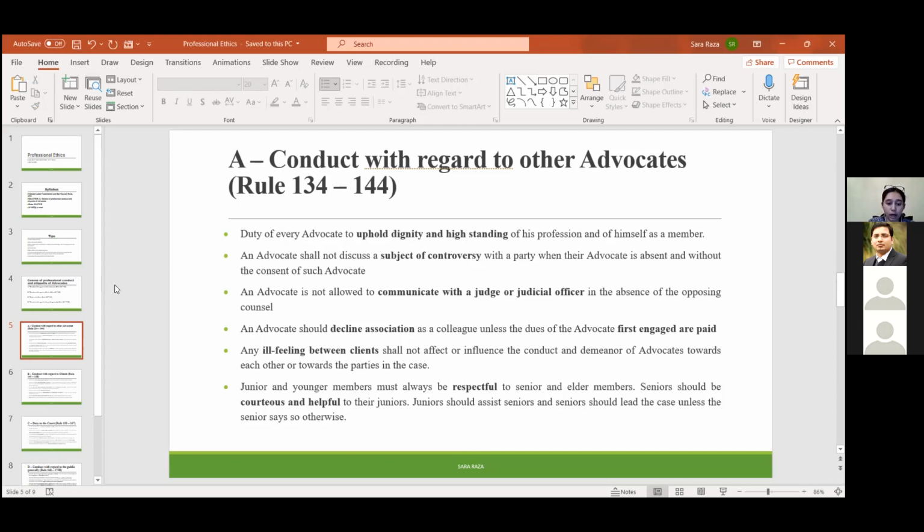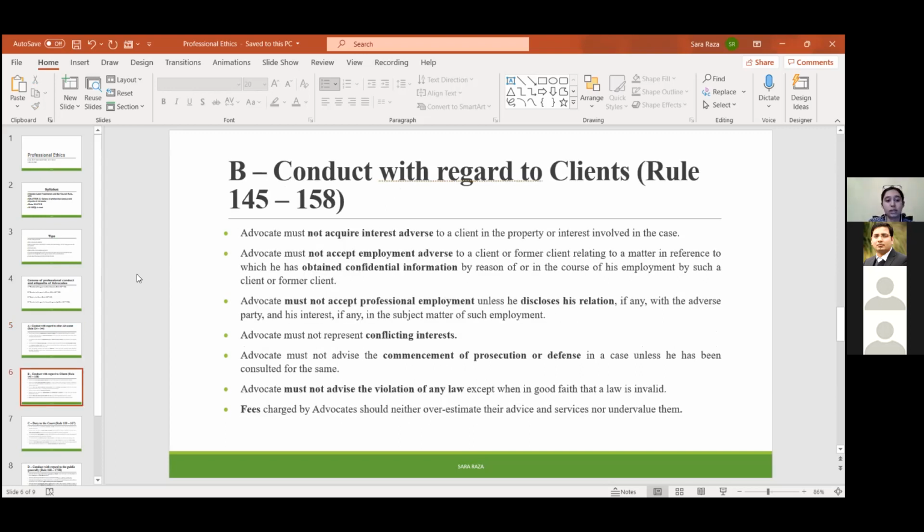Moving on, you will see that part B basically discusses conduct with regard to clients. Advocates are not supposed to acquire interest adverse to their client in the property or any interest involved in that case. Advocates are also not allowed to accept any employment adverse to a client or a former client relating to a matter in reference to which he or she has obtained confidential information, because that just leads to more conflicting interests.